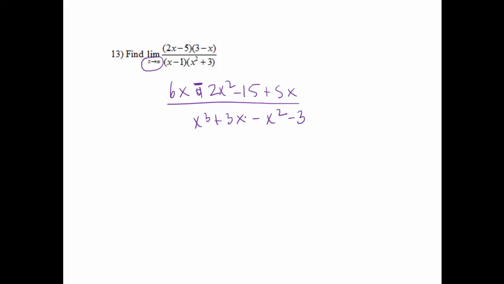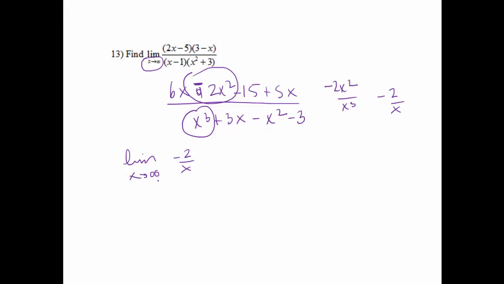I could combine like terms if I want to, but mostly when we're looking for an end behavior model, we're looking for what's the highest degree in the numerator and the highest degree in the denominator. So it's going to be this term and this term. So I'll get negative 2x squared over x cubed. And the end behavior model, if I reduced that, would be negative 2 over x. So now what I want to do is to find the limit as x approaches infinity of negative 2 over x. So as I keep plugging in larger and larger numbers for x, this fraction will approach 0. So my limit as x approaches infinity would be 0.